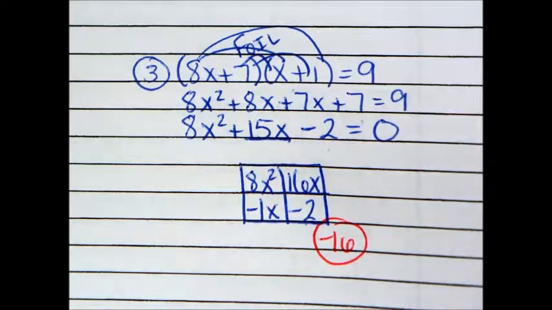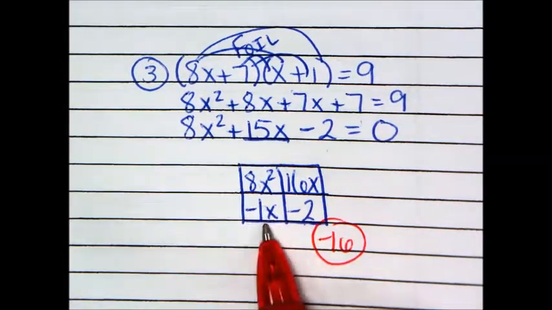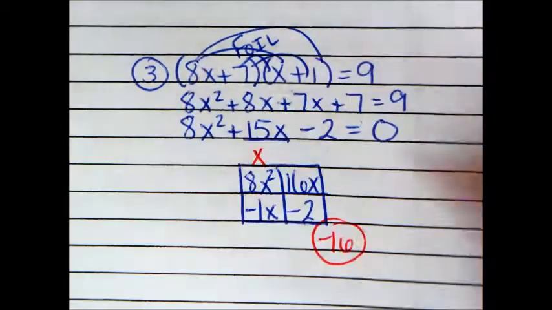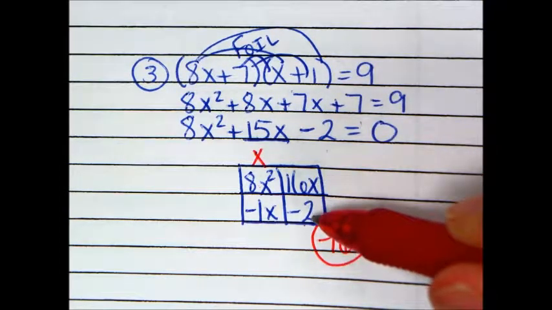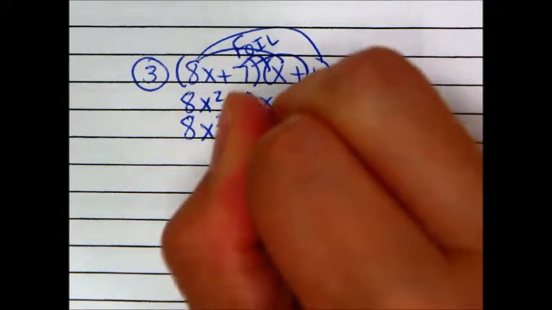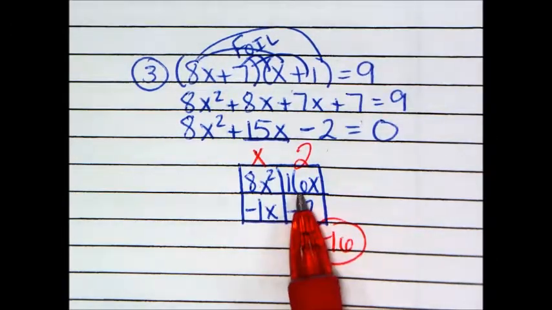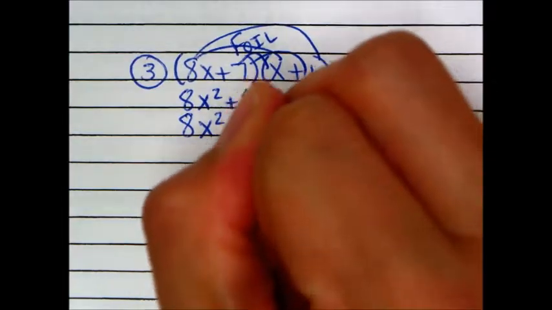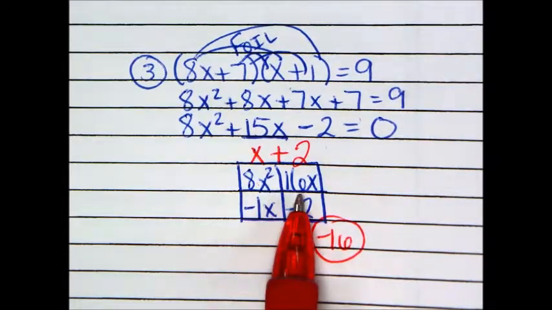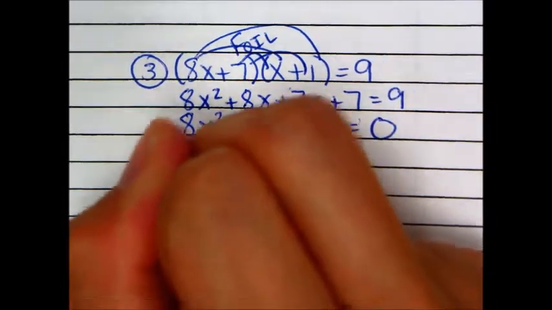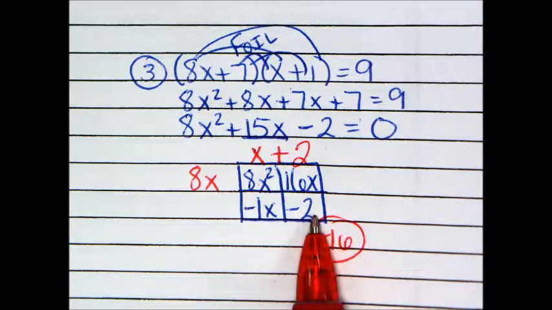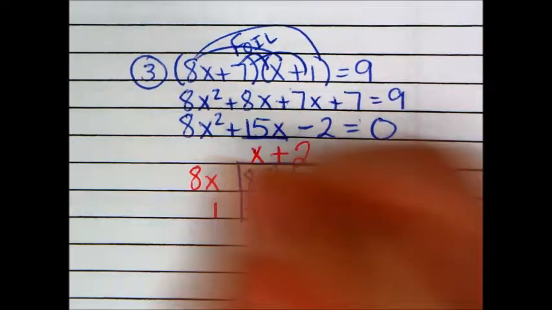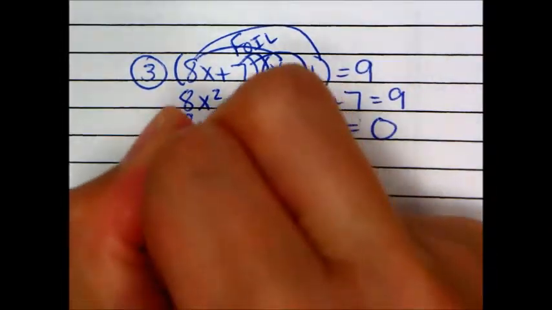Common factors. 8x squared and negative 1x share an x. 16x and negative 2 can both be divided by 2. If this is a positive that you put the number against, this is a positive. 8x squared and 16x can both be divided by 8x. Negative 1x and negative 2 can both be divided by 1. If that's a negative, you put a negative.